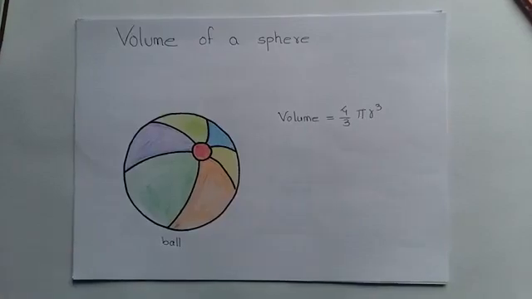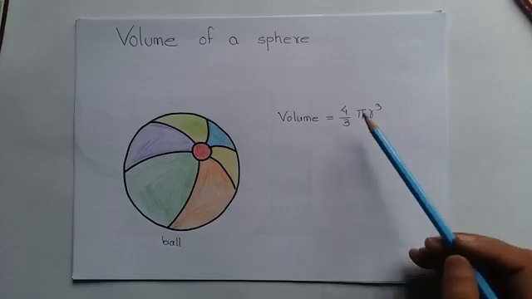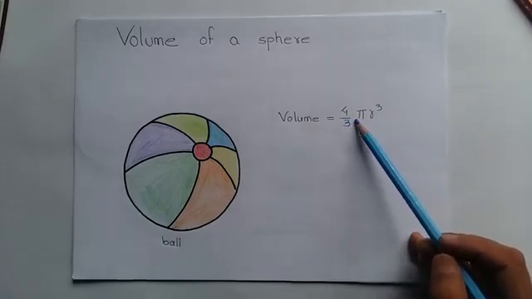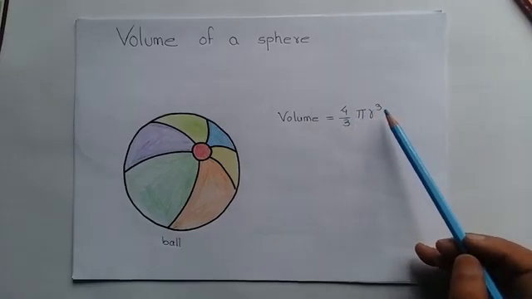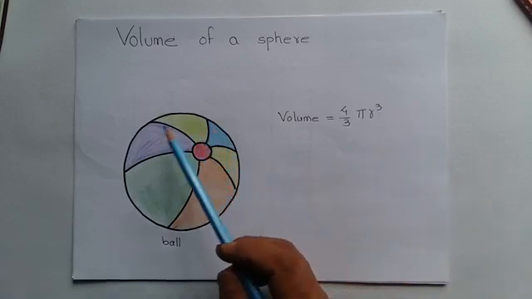Any round object like ball, marbles, cricket ball, they are spherical in shape and they are called spheres. So volume of a sphere can be calculated by using the formula 4 upon 3 times pi r cube. R is the radius of the sphere.